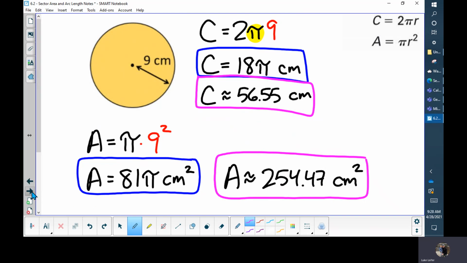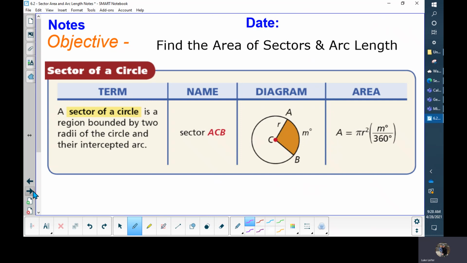So today's lesson is about sectors and arc length. I don't know if you need the term over there, except I would definitely title it sector of a circle. I would do a quick sketch of this diagram, and you really need this formula. So make sure you have that down in your notes, please. And we have 6 examples.